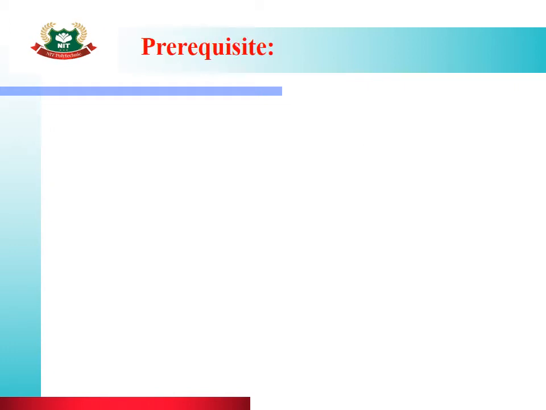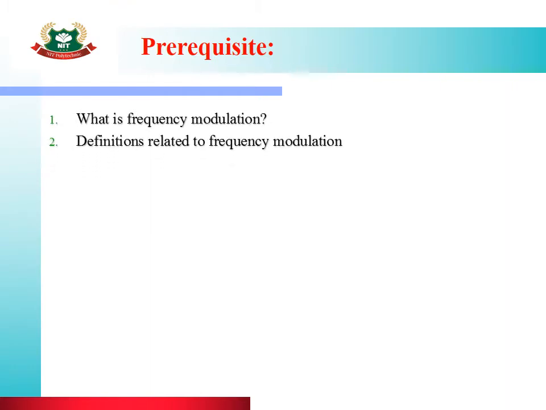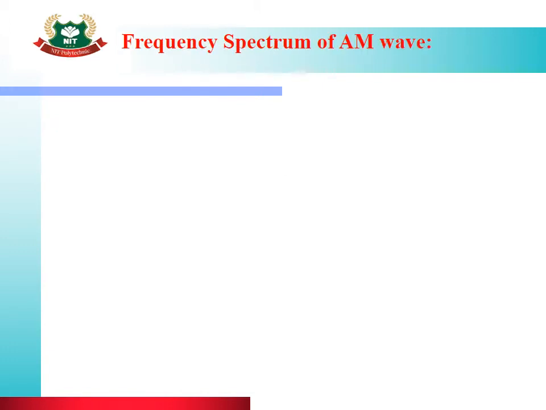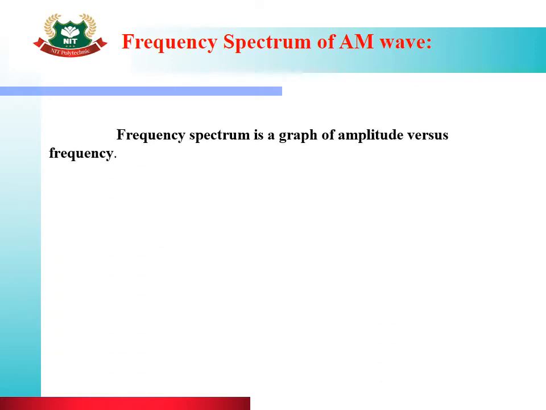In the last lecture, we studied what frequency modulation is, definitions related to frequency modulation, and the mathematical representation of the FM wave along with the calculation of modulation index. So, what is the frequency spectrum of an AM wave? Frequency spectrum is a graph of amplitude versus frequency, which is known as the frequency spectrum.